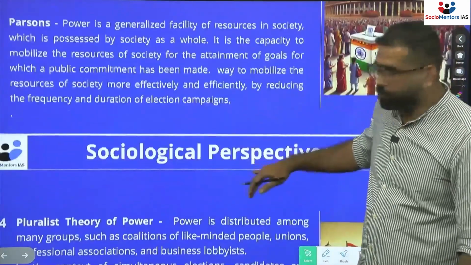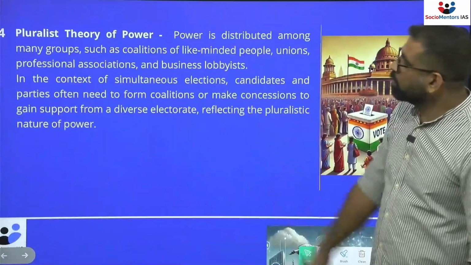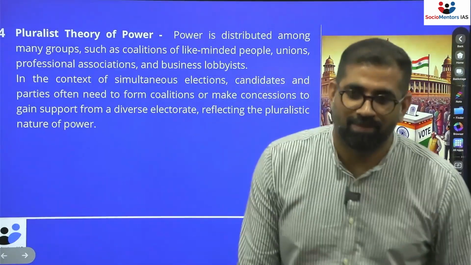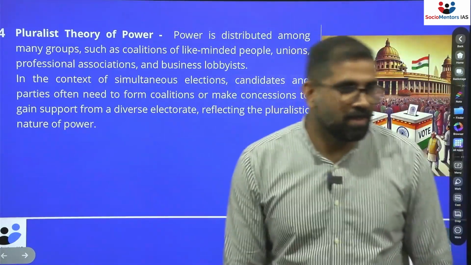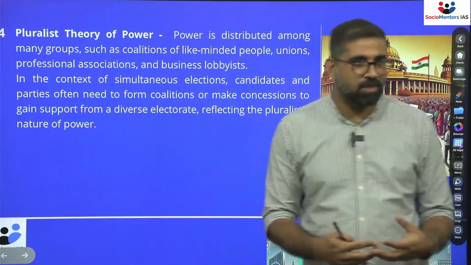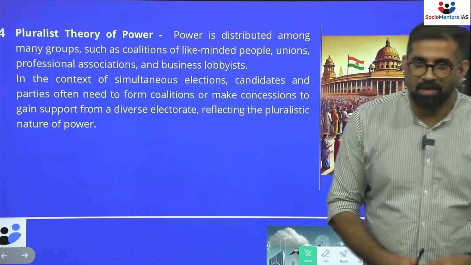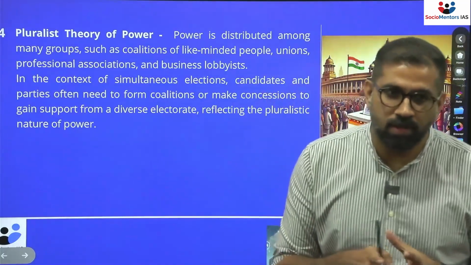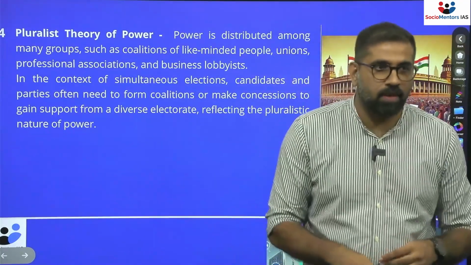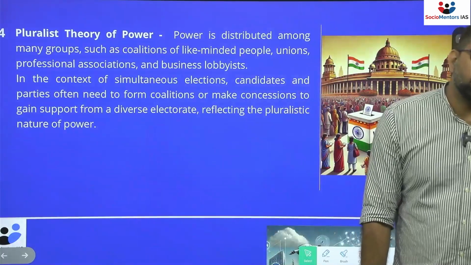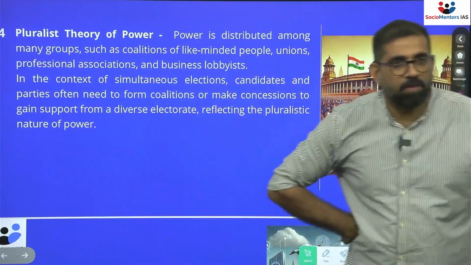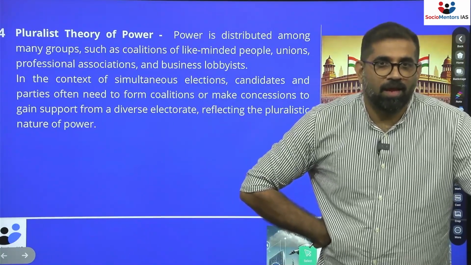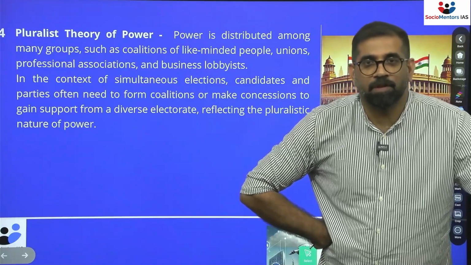All right, clear? And finally, you can also mention the pluralist theory of power, Robert Dahl. What is the pluralist theory of power? Power is distributed. It is not concentrated, instead it is decentralized, scattered, where different groups hold power. And basically, the pluralist theory of power mentions that democracy is nothing but a kind of negotiation between these different power groups.